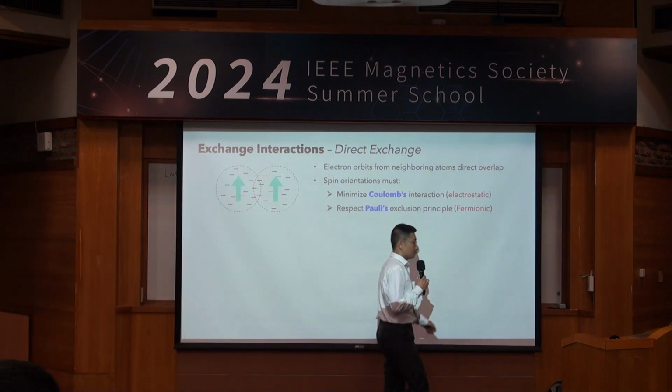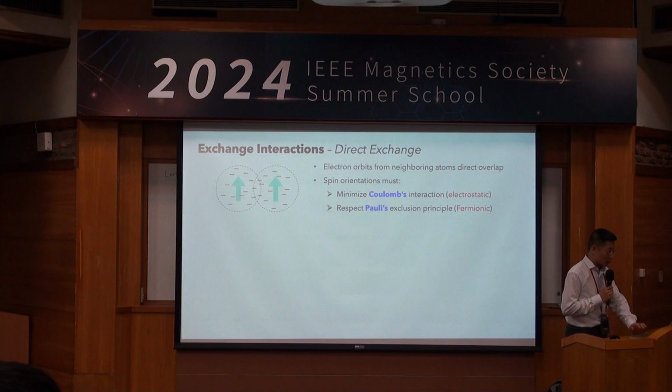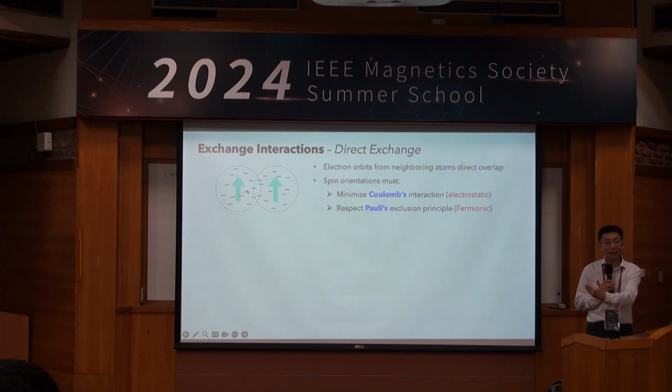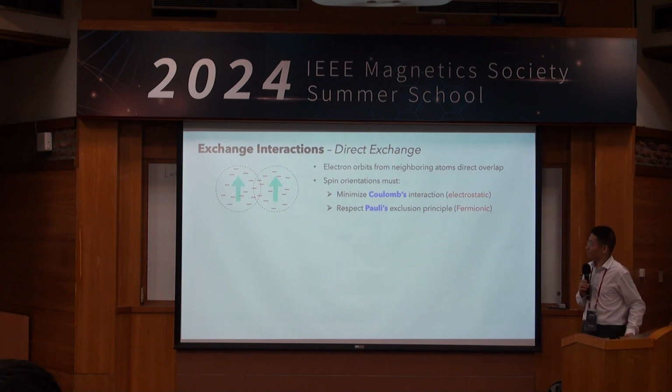So if the electron clouds of neighboring spins are directly overlapped, then the exchange interaction mediated by the electrons, by the common electron orbit, is known as a direct exchange because they directly overlap.